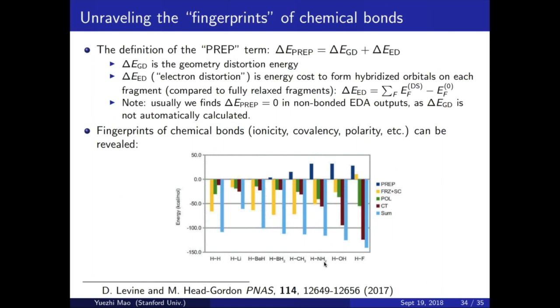And using this bonded EDA, we can detect the fingerprints of a chemical bond. Here is an example of chemical bonds formed by a second row element with a hydrogen atom. From left to right, we can see the chemical bonds become less covalent because this spin coupling term becomes less attractive, while the chemical bond becomes more polar because the polarization increases, and also the charge transfer contributions in general increase from left to right.